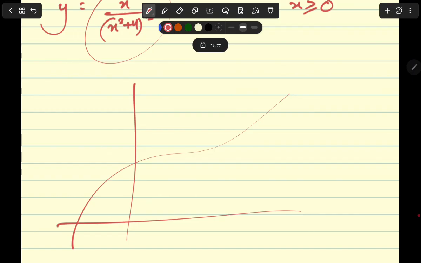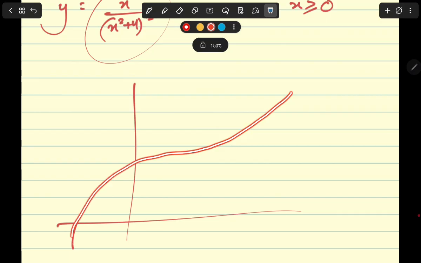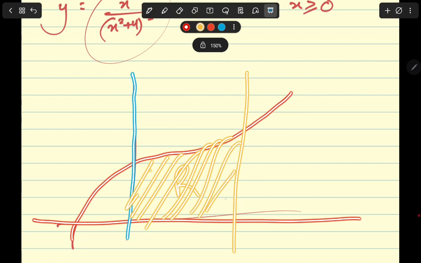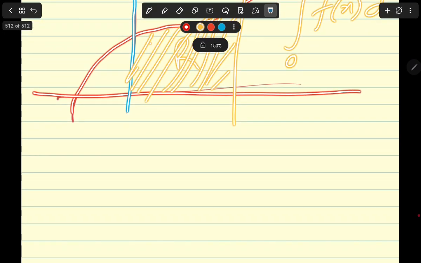Now they are saying the area bounded by the curve, the x-axis, the line x is equal to 0, so the y-axis, and the other line which is x is equal to 2. So I draw that line as well. Basically we are talking about this region. And how do you do that? You basically integrate the function, whatever this function y was given, and put the limits from 0 to 2, and that's it. So you have already done that in A Level.